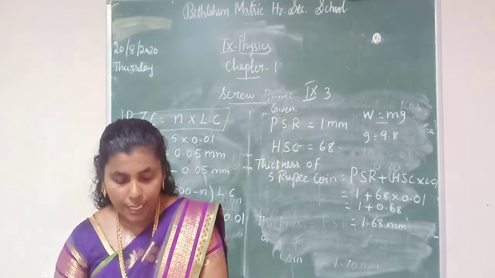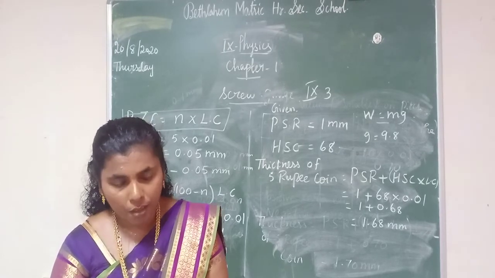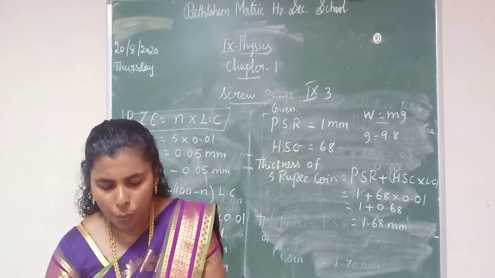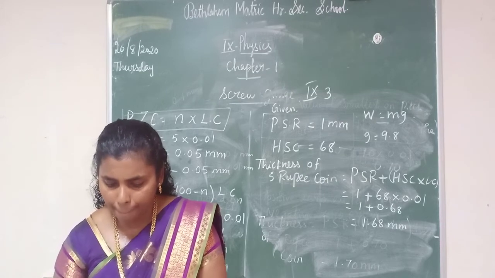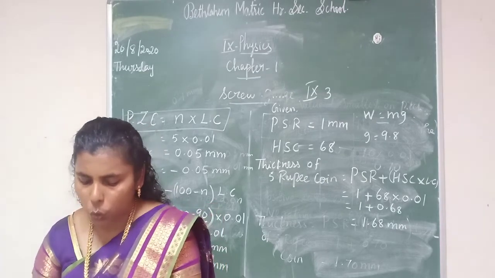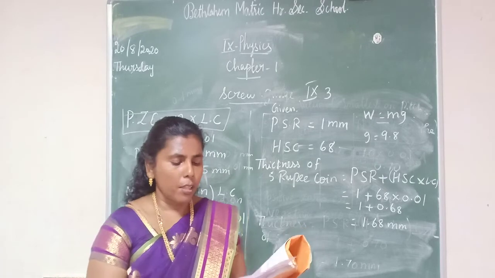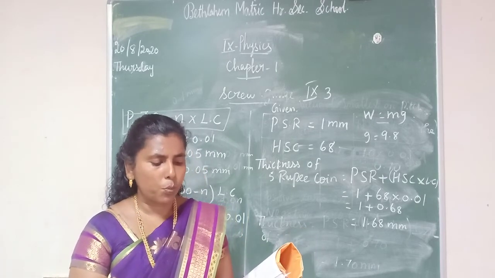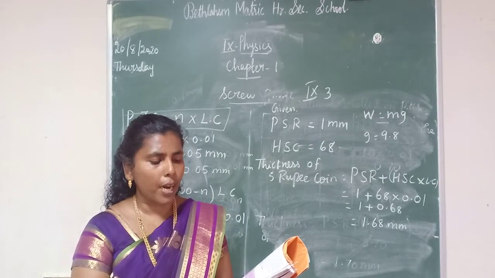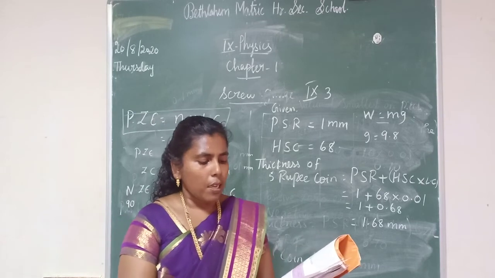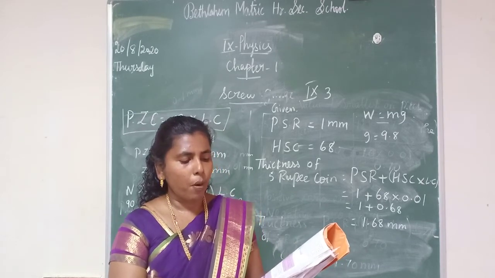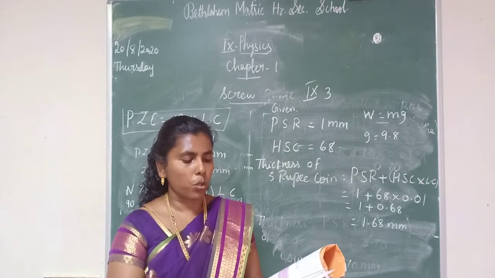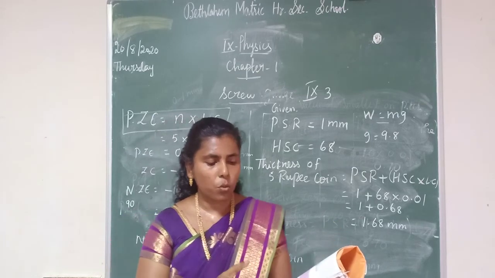Then Roman letter 6, question number 5. What do you know about the pitch of the screw gauge? On page number 7, the heading Pitch of the screw gauge is there. The pitch of the screw is the distance moved by the tip of the screw in one complete rotation of the head. Pitch of the screw equals the distance moved by the screw divided by the number of rotations of the head scale. That is question number 5.